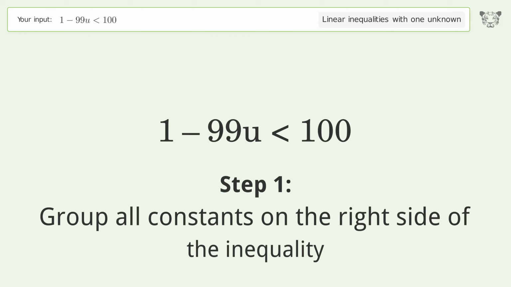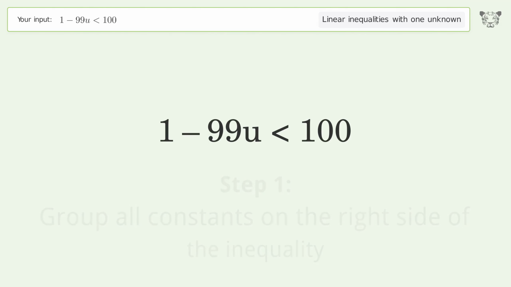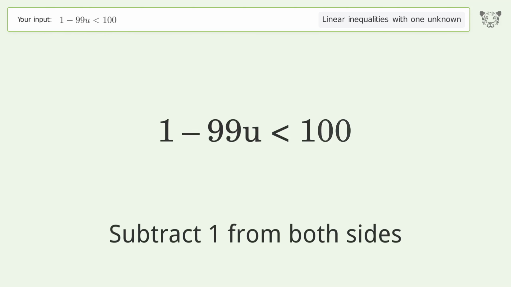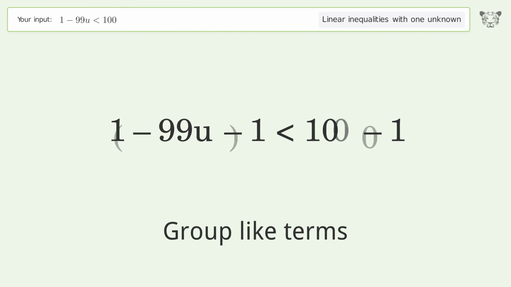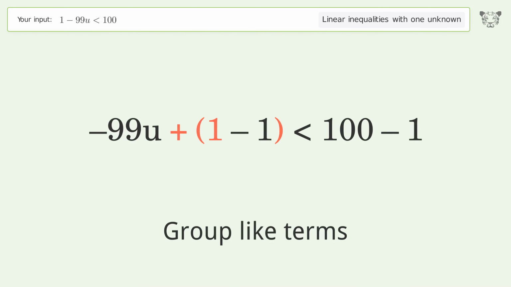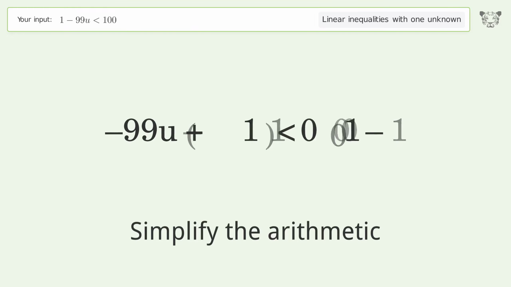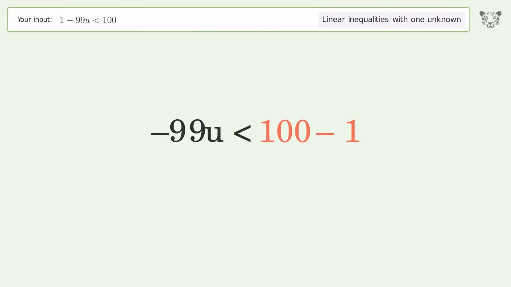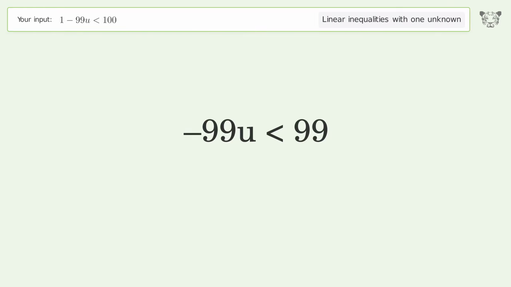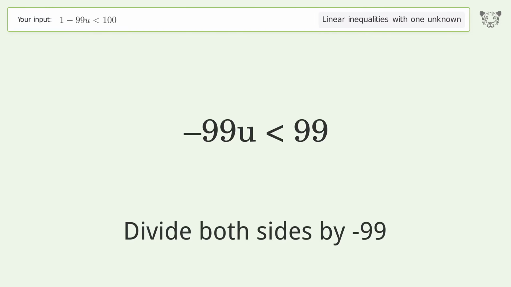Group all constants on the right side of the inequality. Subtract 1 from both sides. Group like terms. Simplify the arithmetic. Isolate the u. Divide both sides by -99.